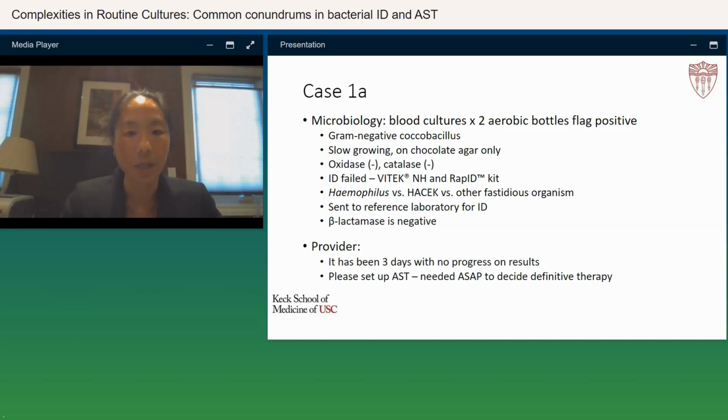Now, the clinical team, infectious diseases, was consulted. Their providers were getting a bit impatient, understandably so, because many days had passed, and by the time it got escalated to me, what I heard was it's been 3 days, no progress on identification, they don't have susceptibilities, and they became increasingly insistent that we set up susceptibility testing. They basically said they needed it ASAP so that they could decide on definitive treatment for the patient.